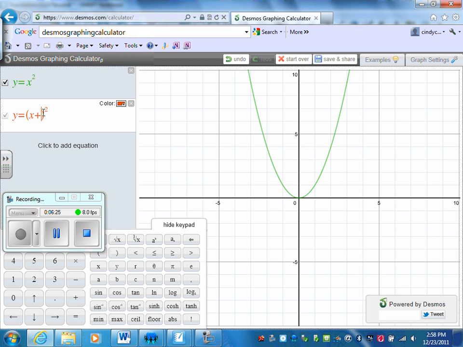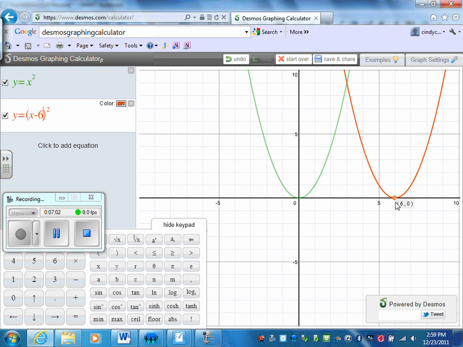Let's try adding. +1, +3, +4. Okay, so this seems to do a horizontal shift, and it seems like it shifts the opposite way. Like if we have a +6, it shifts -6 units over. And if we have a -6, they go +6 units over. So the number subtracted or added in the brackets affects our horizontal shift.